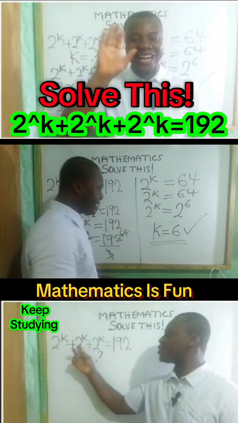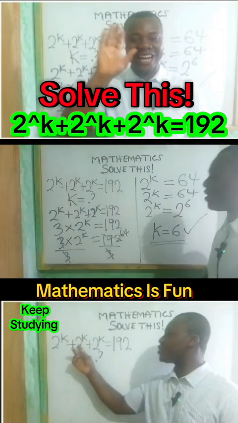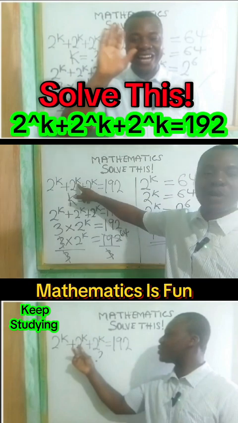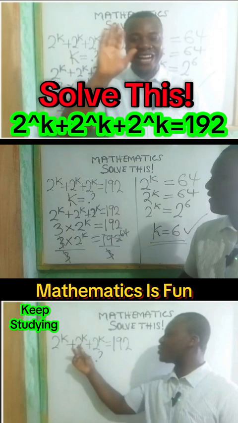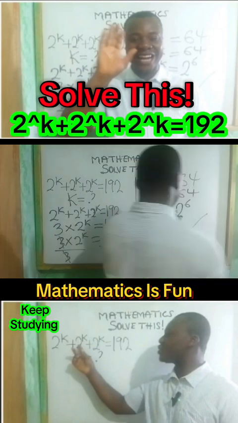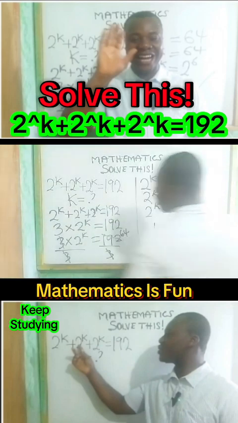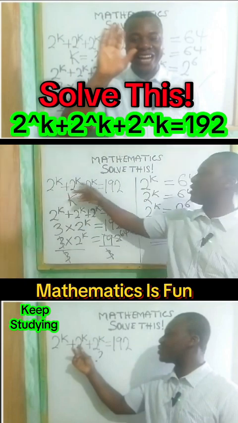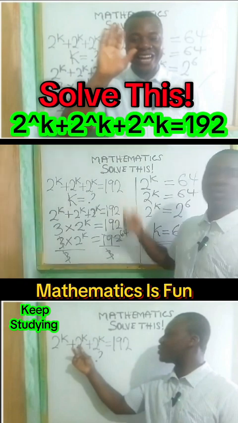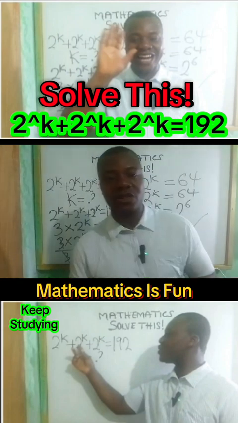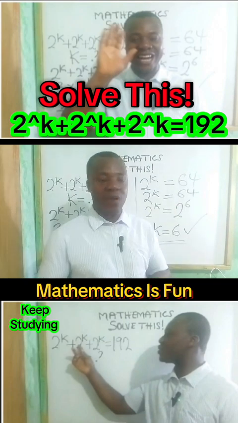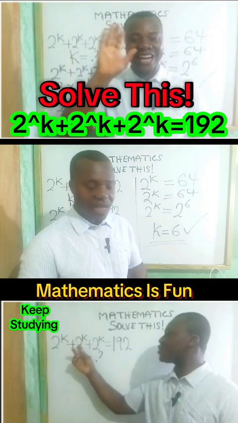When you bring this 6 as the answer to where this k is, it is so simple. 2 raised to the power 6 is 64. So when you bring 64 here, 64 here, 64 here and add, you are going to get 192 equal to 192. You can also try with your calculator, or just do your own adding up, and you see that you get the same answer, right?